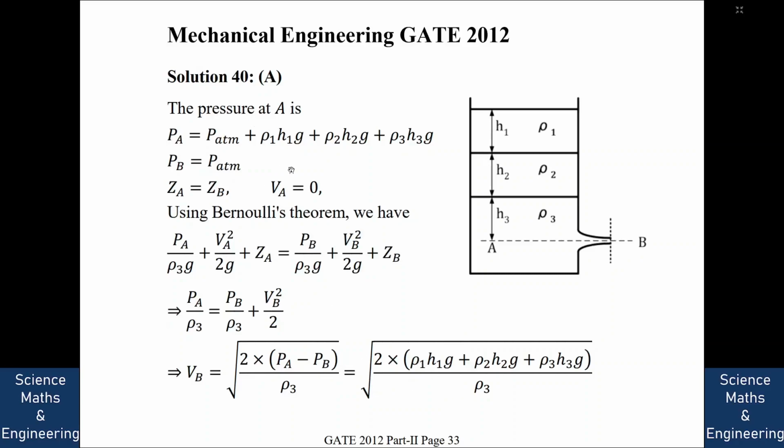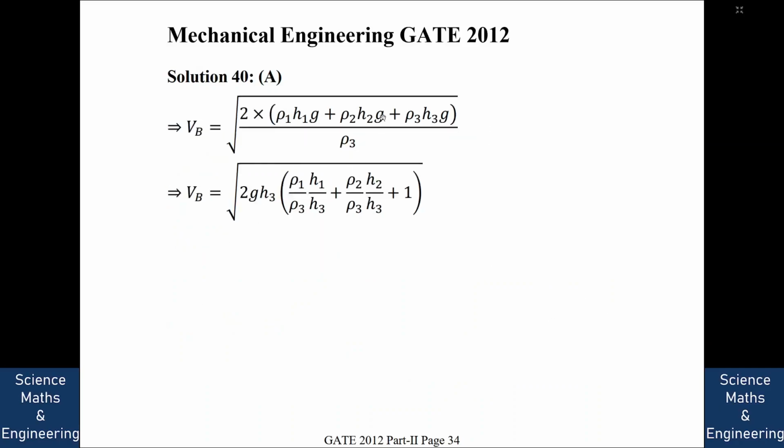Now PA minus PB is how much? Rho 1 H1 g plus rho 2 H2 g plus rho 3 H3 g. Okay. So from here we get VB is equal to the square root of 2 g H3 times rho 1 H1 divided by rho 3 H3 plus rho 2 H2 divided by rho 3 H3 plus 1.